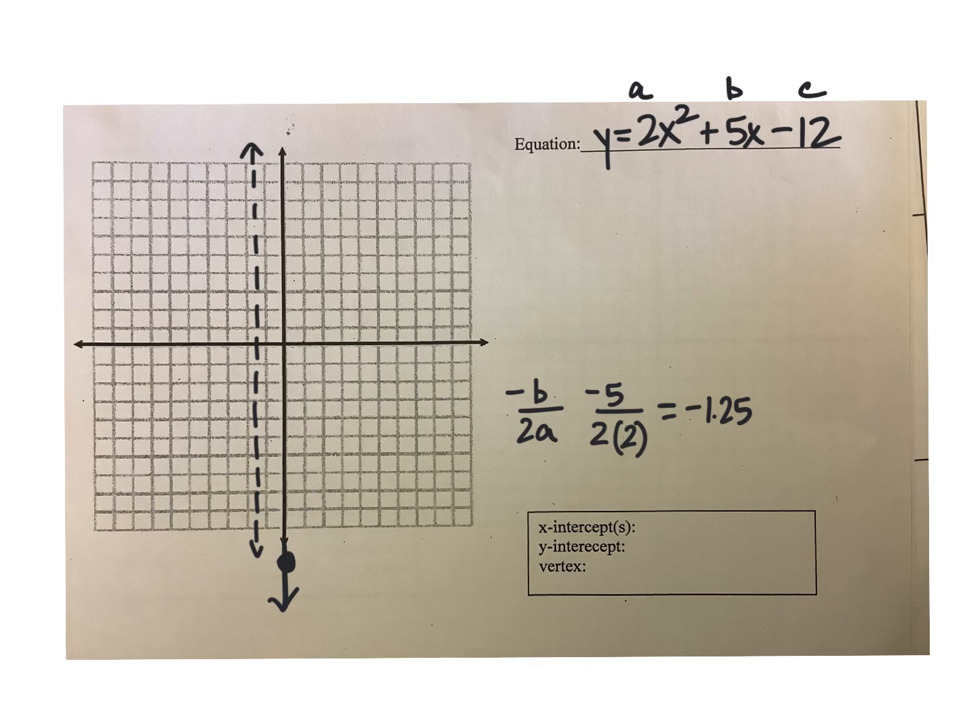All right, now let's go ahead. I'll list this in the box too. I have 0, negative 12 for my y-intercept. My vertex is negative 1.25 comma something. So now we need to come up with that. So I'm going to plug in negative 1.25. I'm going to use a different color just so you guys can see. So I'm going to do 2 times negative 1.25 squared plus 5 times negative 1.25 and then minus 12.